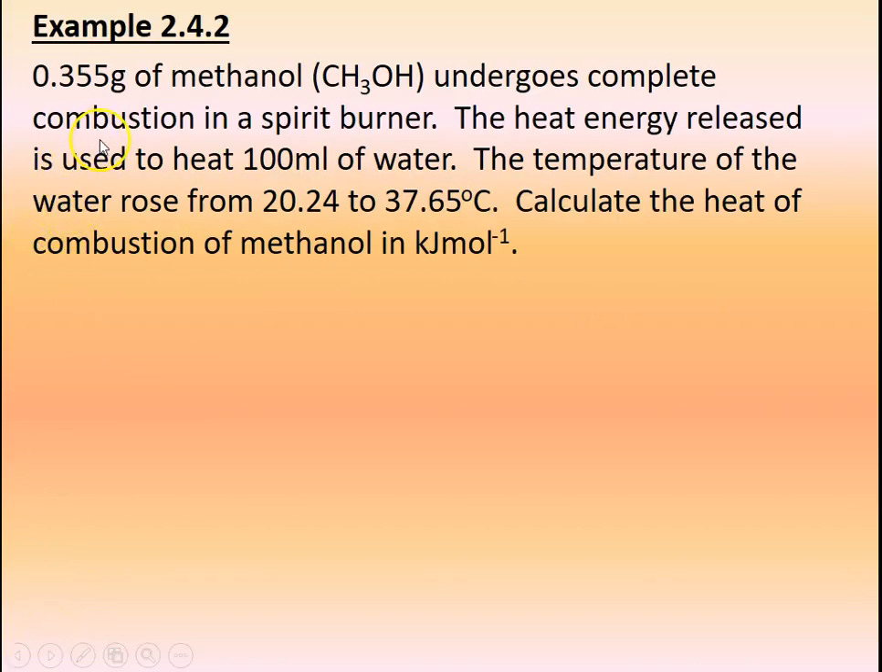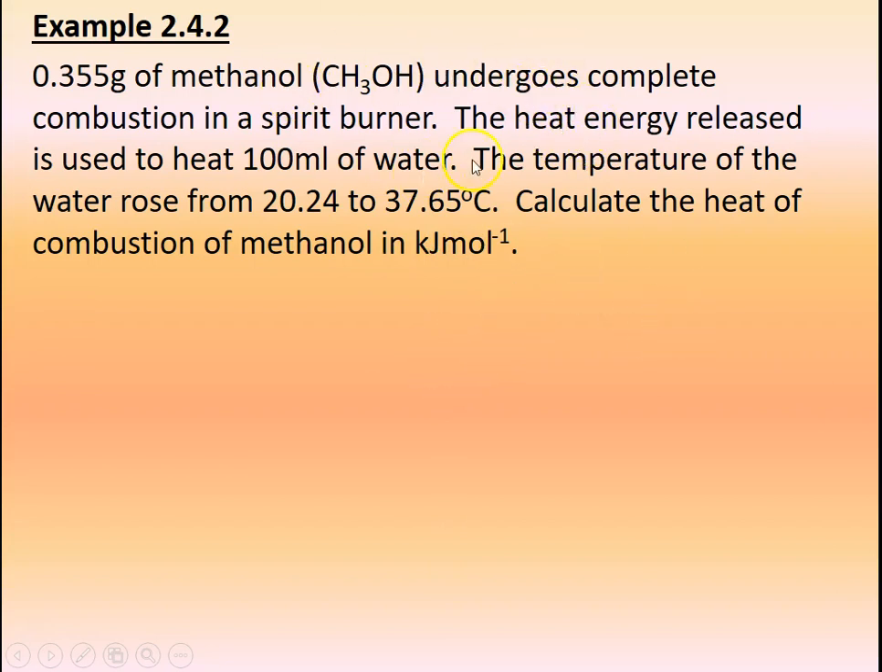Okay, so this is example 2.42. So we've got some fuel, methanol. They've actually given you the mass of fuel. They haven't given you the initial and final mass, so that you have to work that out. They've given you the answer, the amount of fuel that's been burnt. So you'll have to turn this into moles. If you're asked to find the kilojoules per mole, you need to turn the mass into moles.